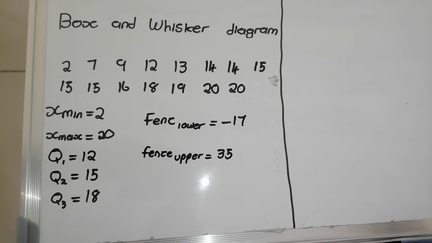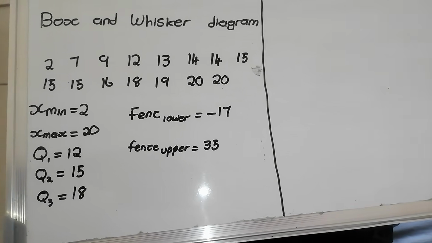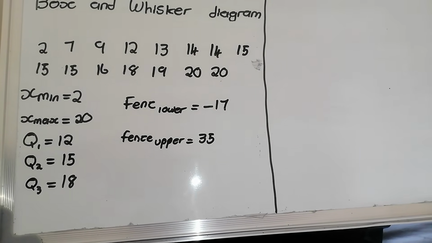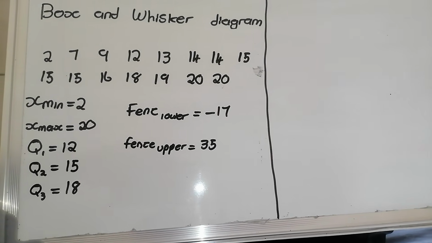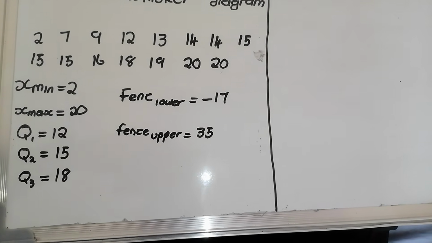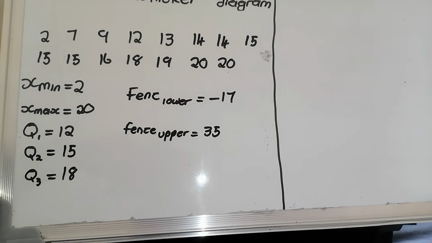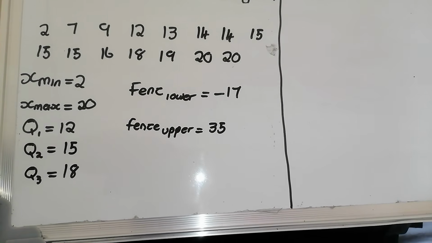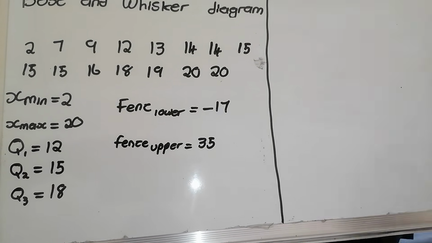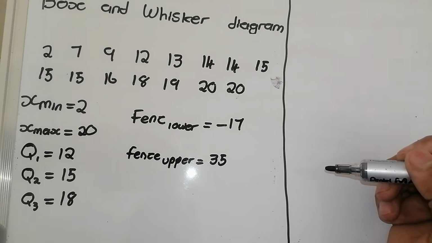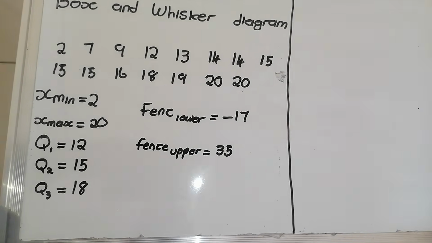Okay, so here we have an example of how to draw a box and whisker. I already have grouped the data. I wrote my x min, my x max, I calculated my lower quartile, my median, my upper quartile, and my fence lower and my fence upper. So this is all the data I'm going to need to draw a box and whisker.